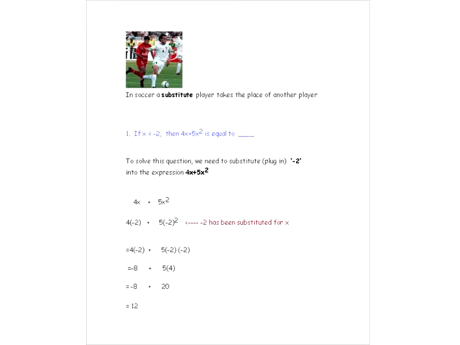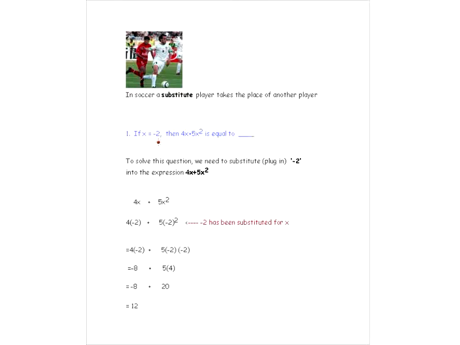He loves it too. Anyways, so in any kind of sport, a substitute is a player that takes the place of another player, right? So basically what we're talking about with substitution is you're plugging in a number for each variable that you see, right? That's called substituting, plugging in the number.